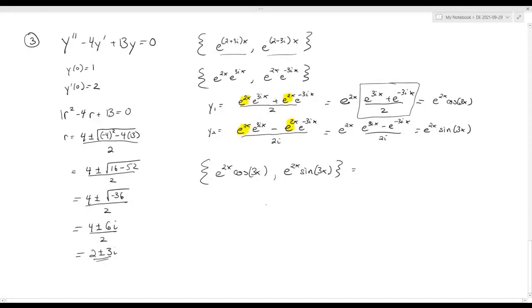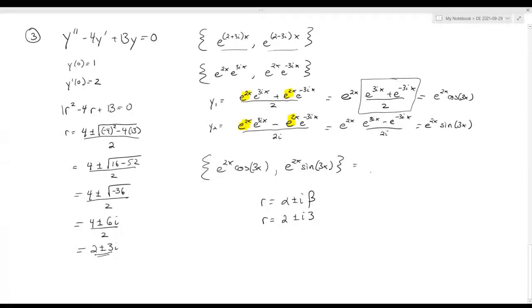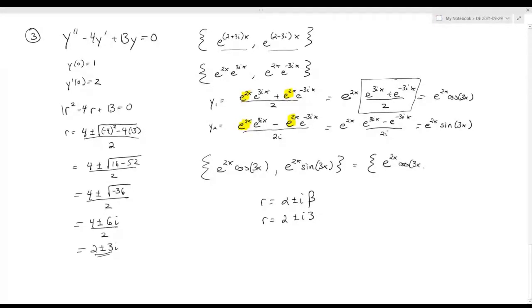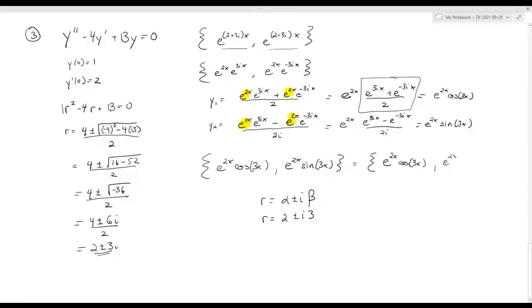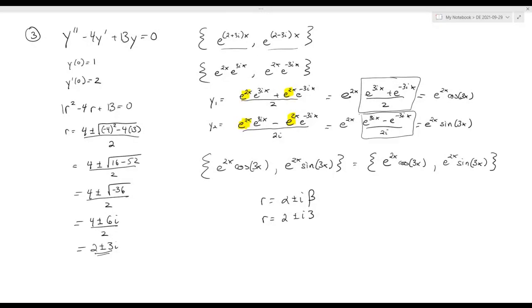Since our root is alpha plus or minus i beta, where alpha is 2 and beta is 3, we can also see that this conforms with our formulas for the complex conjugate root case: e to the alpha x times cosine beta x, and e to the alpha x times sine beta x. So, do we really want to use initial values here?